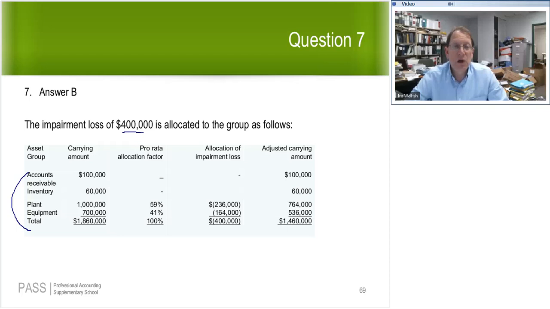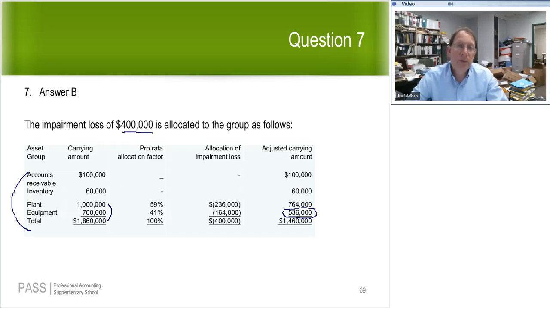But you don't allocate the loss on accounts receivable or inventory. Forget it. That's not long-lived assets. So you only have 2 assets here, so it's easy. So you allocate the 400,000, what? 1 million divided by 1,086,000 is 59%, and 700 divided by 1,086,000 is 41%. So allocate 59% to 400 is 236. 41% to 400 is 164. And that's it. So you write down the plant to 764, and you write down the equipment to 536. Question number 8 asks you about the equipment. So the answer is 536, which is B.